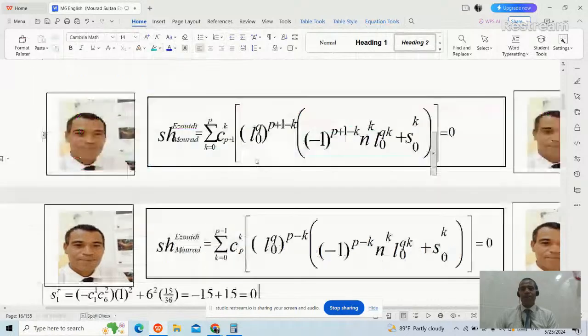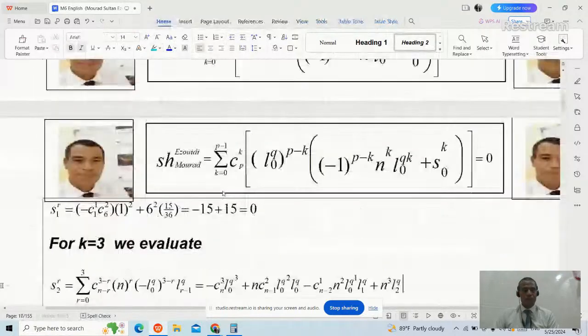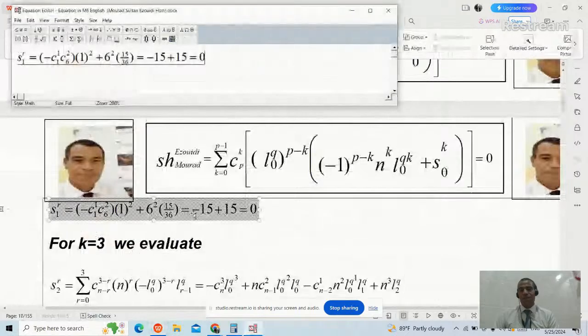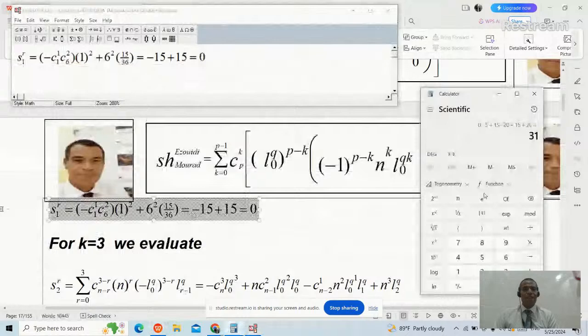I'll go back, learners. Okay. Therefore, I will use my calculator. Learners, we will set the following. We have a negative combination, 1 choose 1 is 1, times 15, times 1 plus 6 squared divided by 36. It will be cancelled out, times 15.